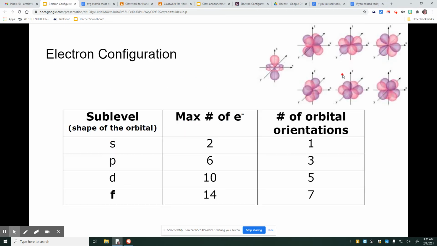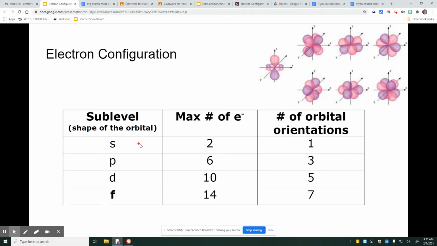Okay, other things that I want to talk about. The first energy level only has an S sublevel, and its 2 electrons are in that S sublevel. The second energy level can hold up to 8 electrons. It has an S and a P sublevel. 2 electrons would go in S, and then 6 electrons would go in P. If I add these two together, I do get 8.